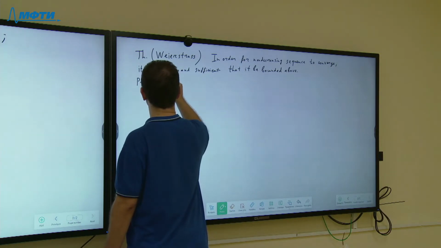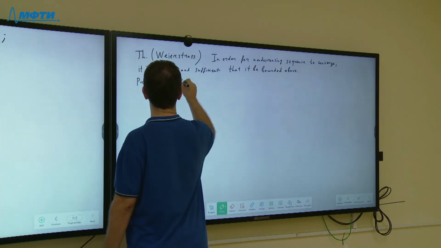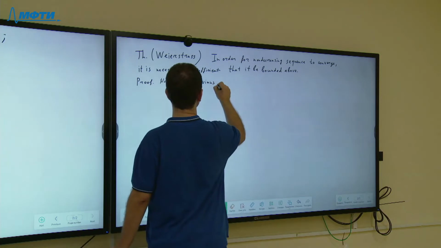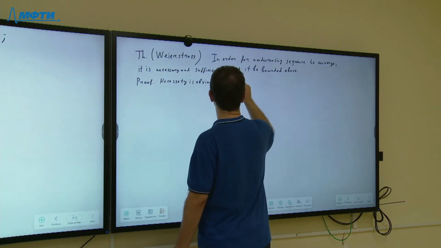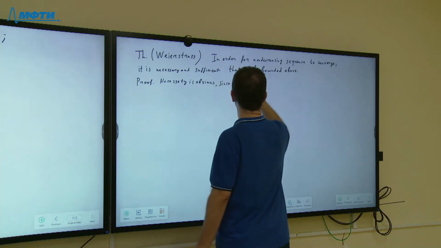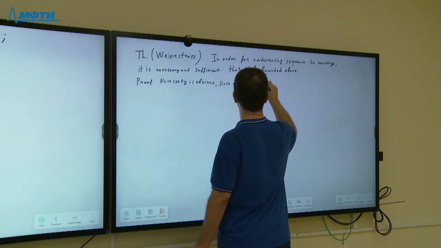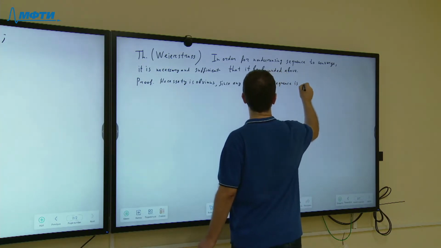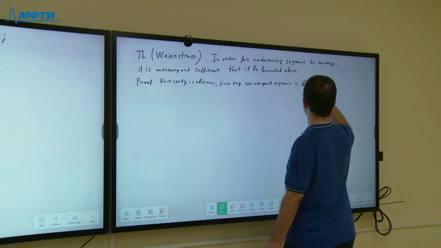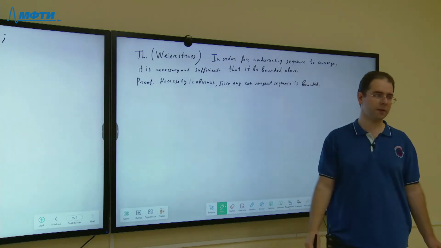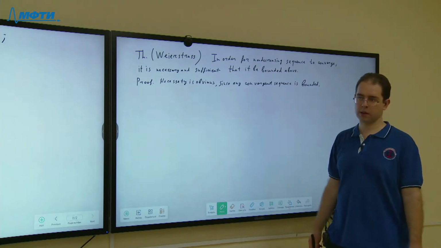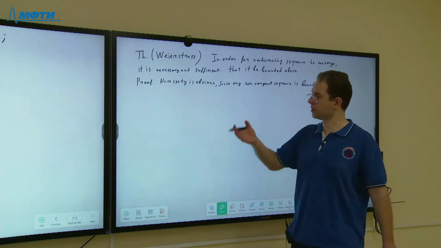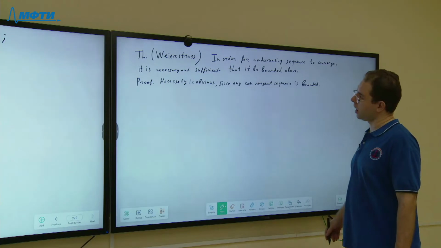Necessity is obvious, since any convergent sequence is bounded. So if a sequence converges, then it is necessarily bounded, and in particular it is bounded above. So this part is obvious. Sufficiency.